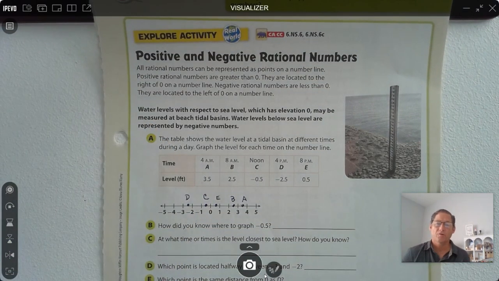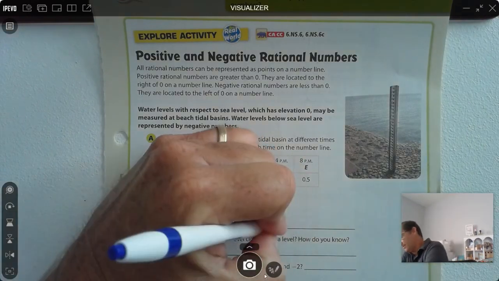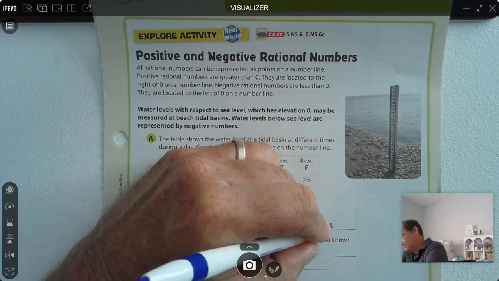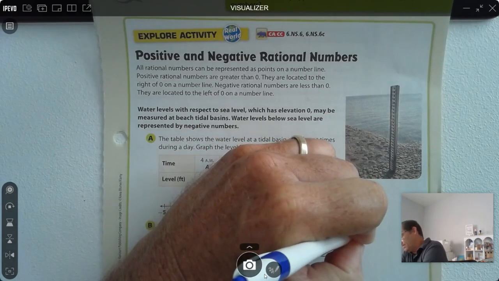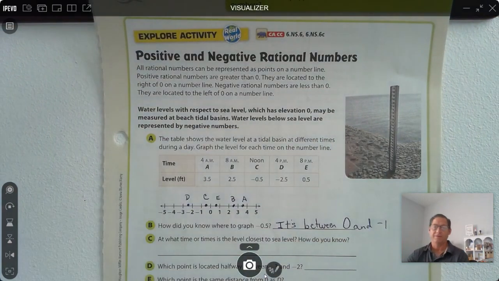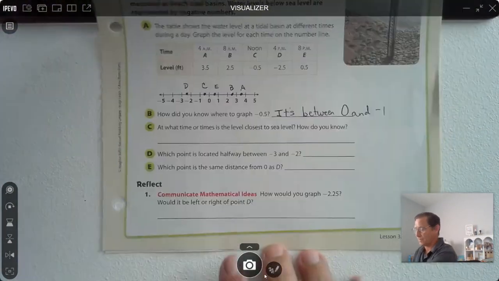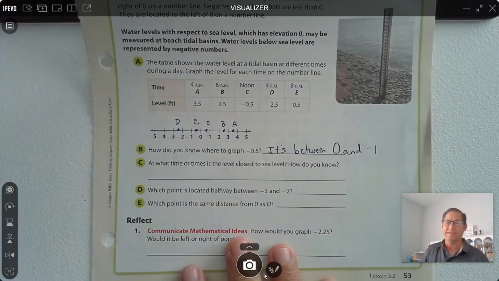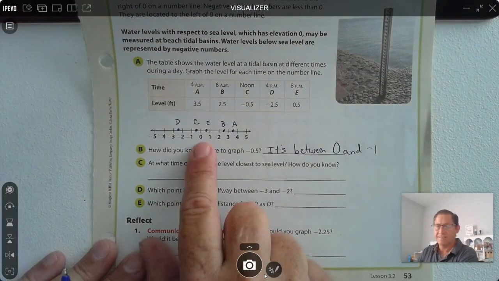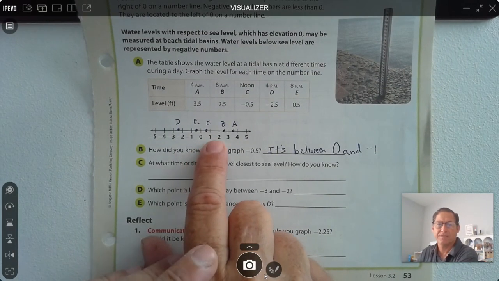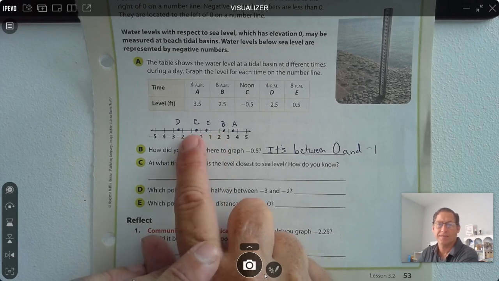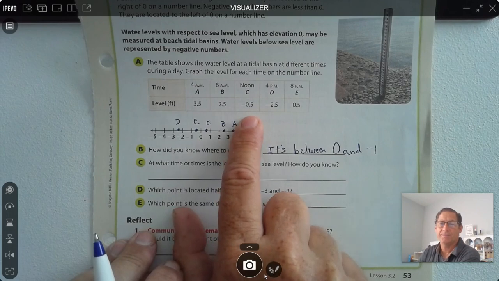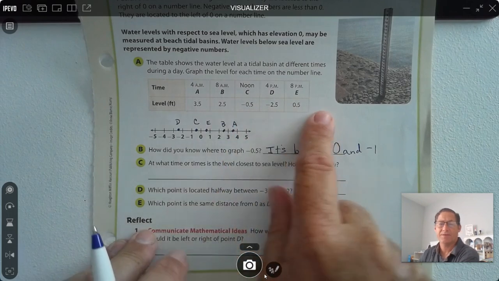All right, how do we know where to graph negative 1/2? Well, it's between 0 and negative 1. At what time or times is the level closest to sea level? And how do you know? Well, sea level is 0, so which times is it closest to that? Well, there's 2 times, right? C and E. So at noon and at 8 p.m.